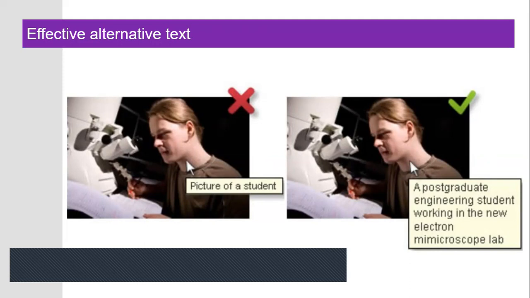If you think about it, this same image could possibly appear on the website of the microscope manufacturer. And in that case, it might have still different alternative text. It might focus more on the microscope itself rather than the lab or the student. It might say, the model ABC offers XYZ features.